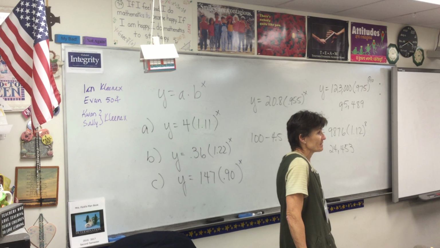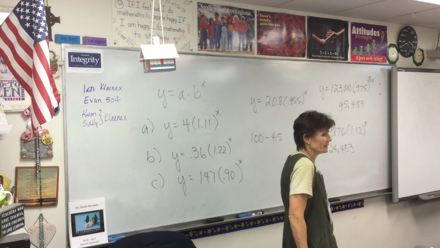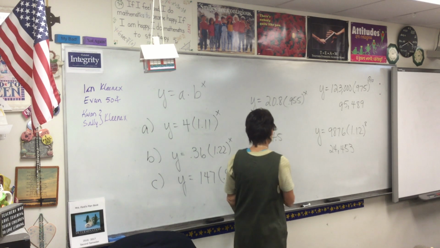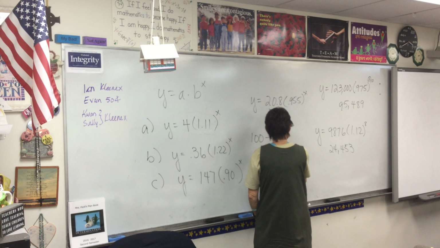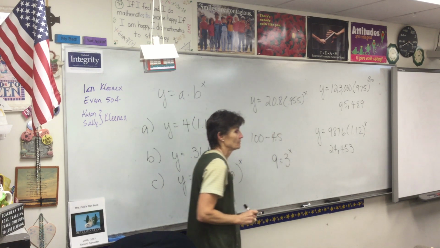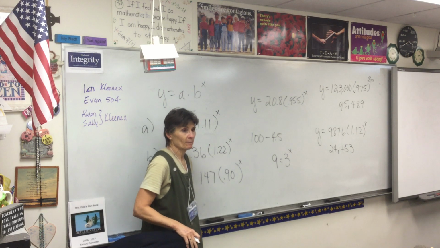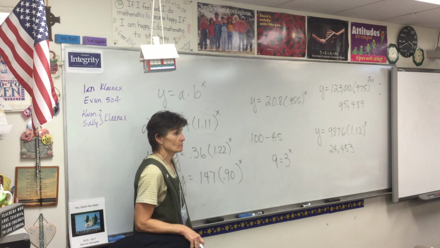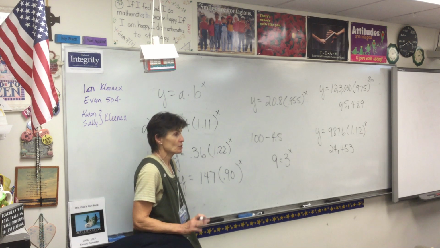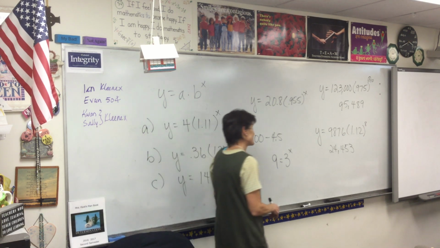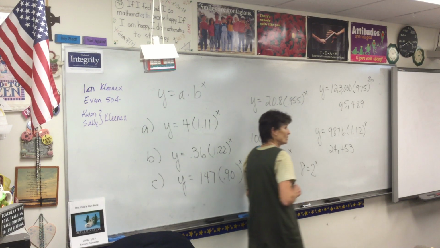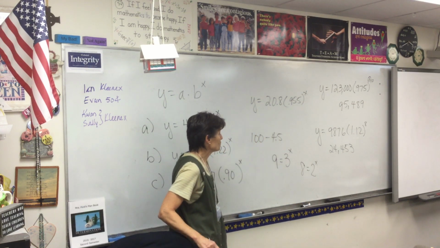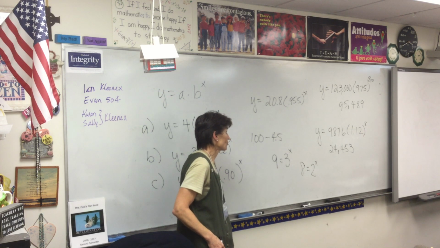Let me think of a good example. If I said to you, 9 is 3 to what power? You would be able to figure that out, wouldn't you? What is the answer? It's 2, right? No issues there. Or if you had something like 8 is 2 to what power? That would be a problem. You would say, well, it's 3, 2 to the 3rd.